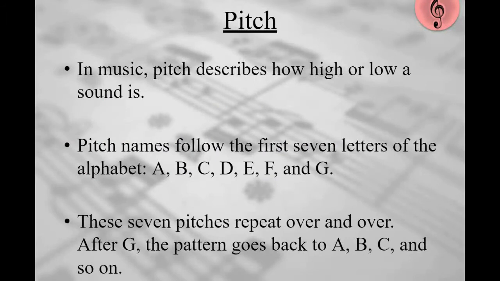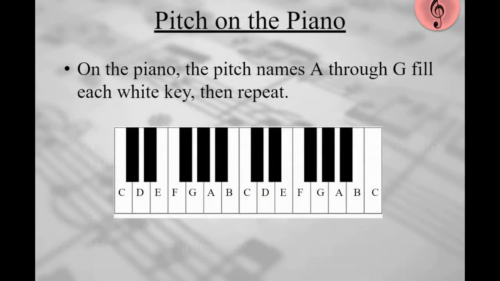So when we're talking in music, pitch is the word we use to describe how high or low a sound is. If something has a high pitch, that means that the sound is high. Low pitch is low. Pitch names follow the first 7 letters of the alphabet, A through G. You're never going to have an H in music, but A through G is what you're going to have. And these 7 pitches repeat themselves over and over again. So after you get to G, the pattern is going to go back to A, B, C. So for example, on the piano, you might see these notes in sequence: C, D, E, F, G, A, B, C, D, E, F, G, A, B, C, and it just keeps on going and going. All right? So you only use those 7 letters when you're talking about different pitches.